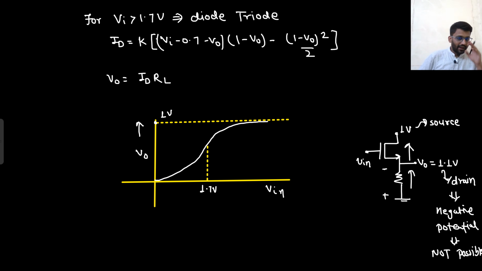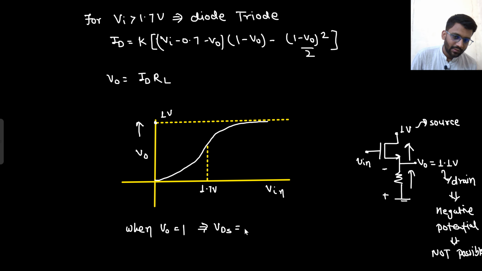Say yes or no. When V naught is 1 volt, what will happen? VDS would become 0. If VDS becomes 0, then your ID would become, basically ID would not become 0. What I mean to say is that V naught will be 1 volt. That is the maximum value. It will be around 0.99999 something. V naught can go up to 1 volt.